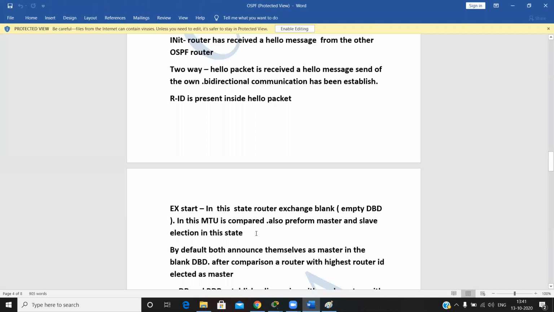Okay, and now we come to ExStart. In this state, the router sends a blank DBD, meaning an empty DBD, and the MTU is compared. If someone asks you about OSPF, if our neighborship is stuck in ExStart, then what is the reason? The reason is MTU mismatch. If the MTU is mismatched, then our neighborship is stuck in the ExStart state.